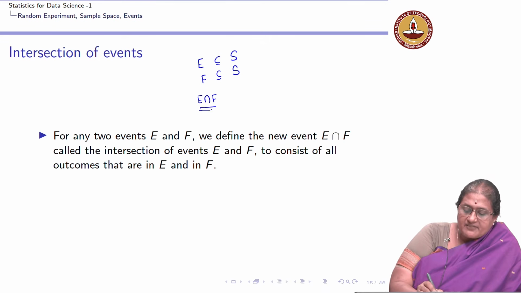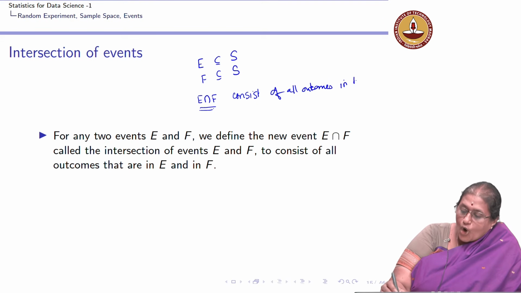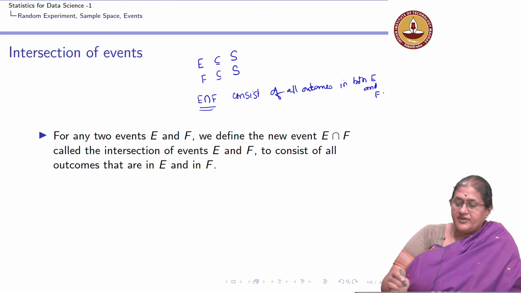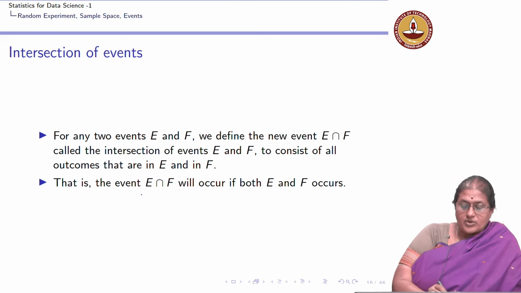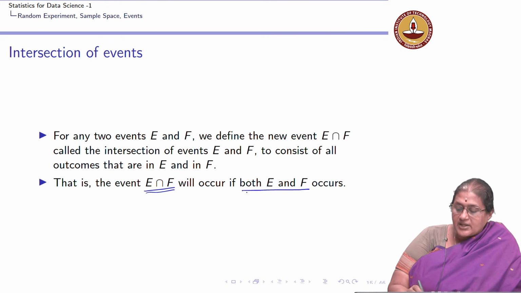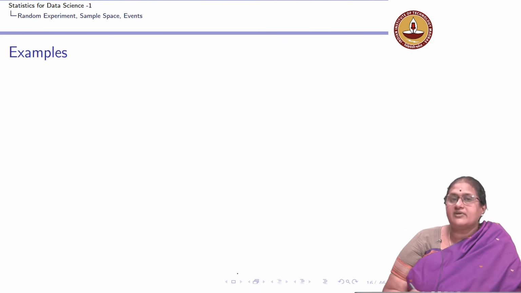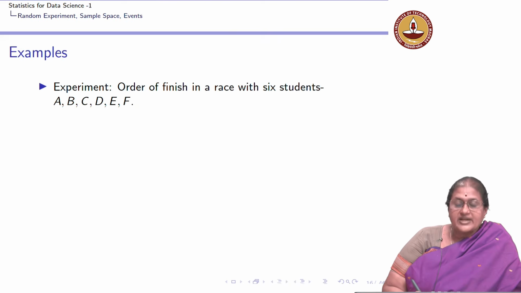Now, this event E intersection F consists of all outcomes that are in both E and F. Earlier it was either E or F, here it is both E and F. So, the event E intersection F will occur if both E and F occur. So, that is how we define an event E intersection F. Let us look at examples.